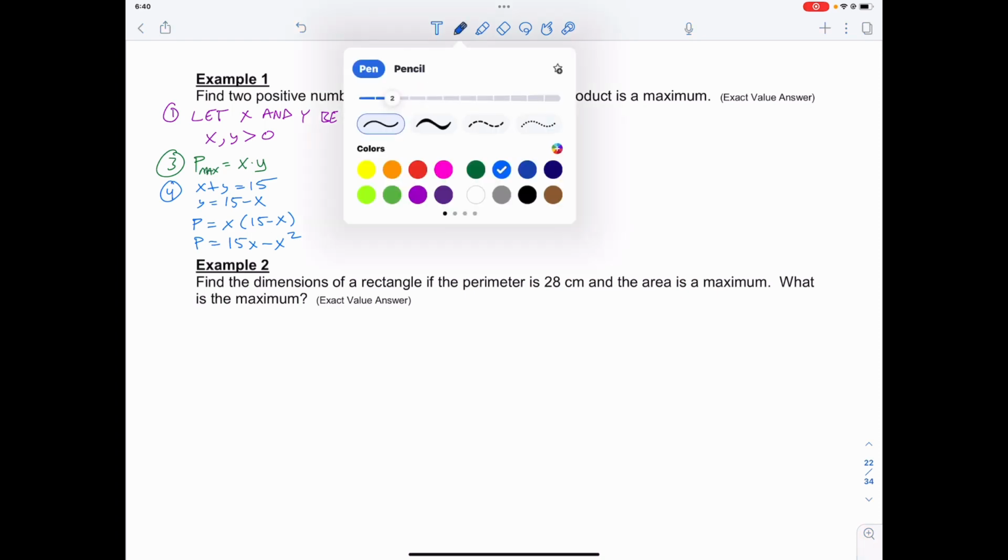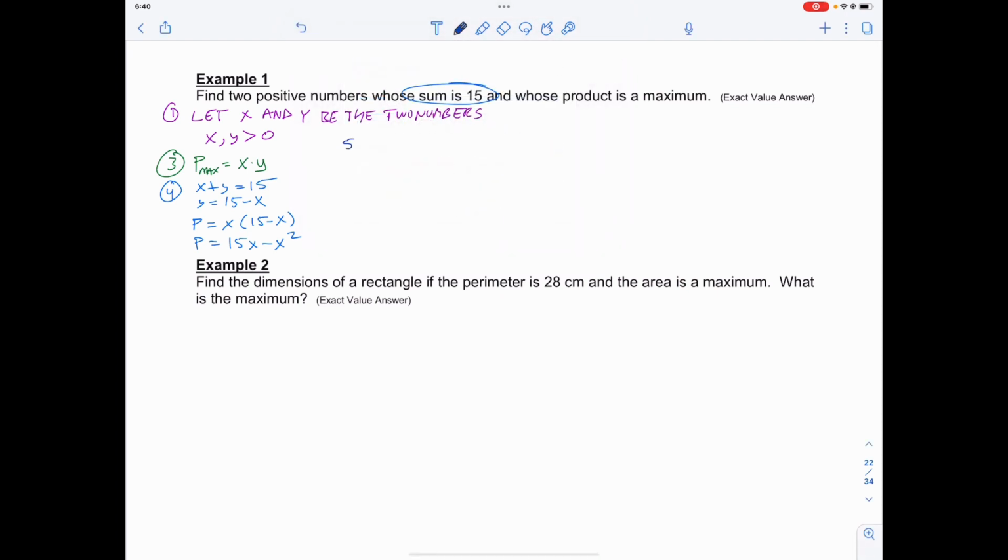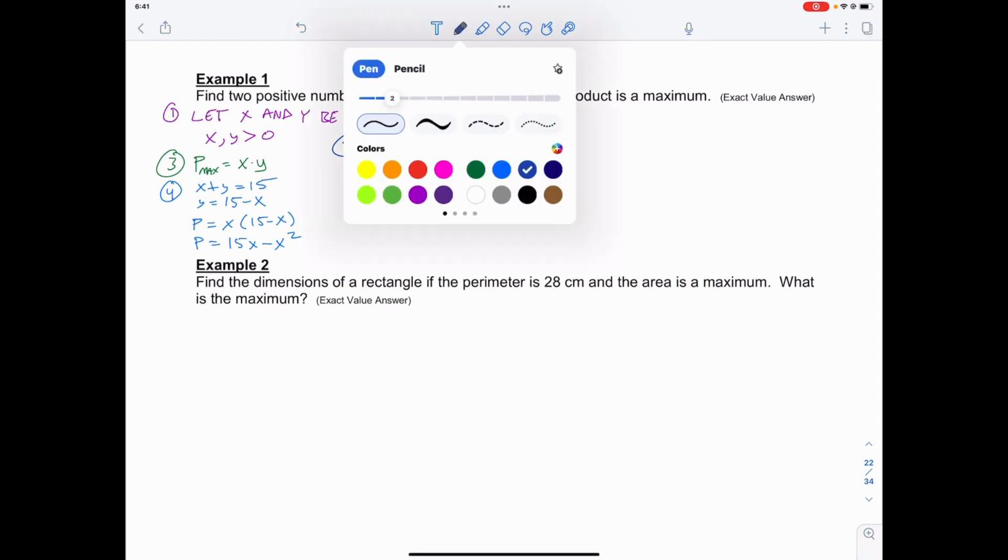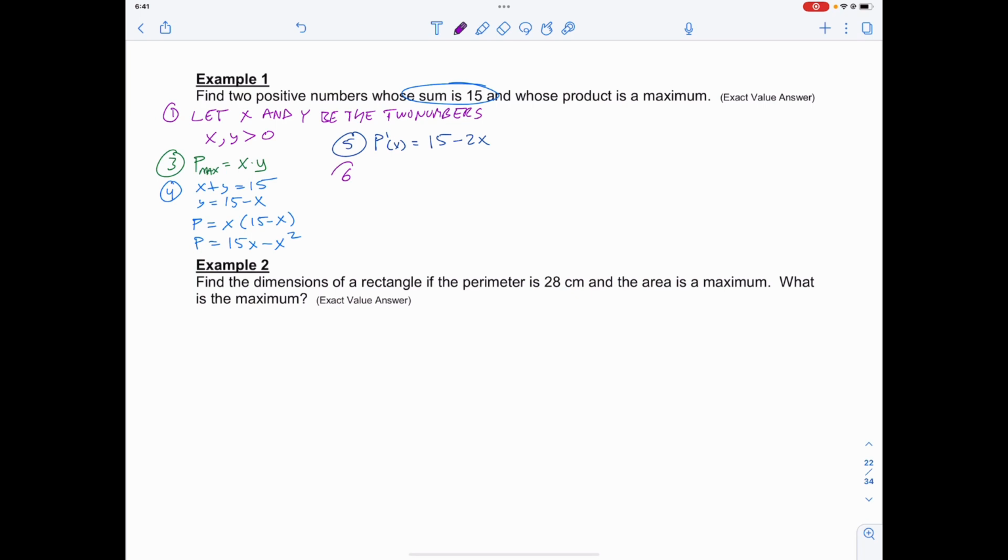When I get to step 5, we must derive. So for step 5, we're going to derive what we have here. And we're going to say that p prime of x is going to be 15 minus 2x. And then for step 6, we're going to do our critical numbers. So for our critical number here, we're going to say that 0 is equal to 15 minus 2x, which means that x is going to equal 15 over 2.